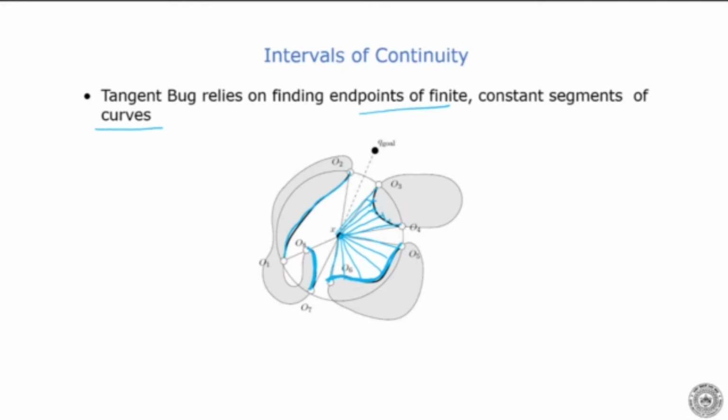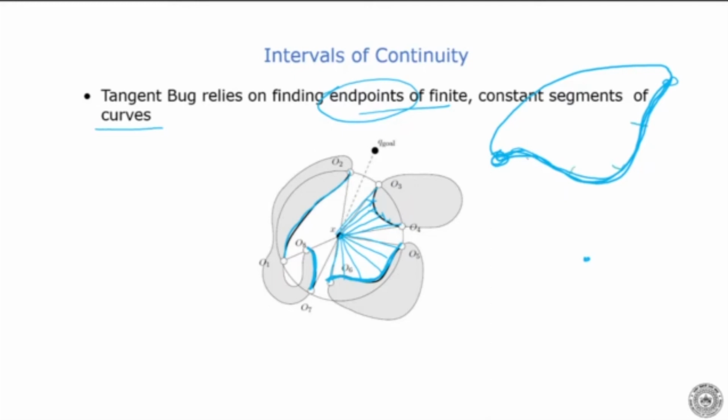Now why do I need to find the endpoints? Because in between it doesn't matter, right? So if I have an obstacle like this, this is my obstacle, and suppose the range sensor is giving me this profile of the obstacle, it is enough for me to know where the endpoints are. I don't need to know what is in between.